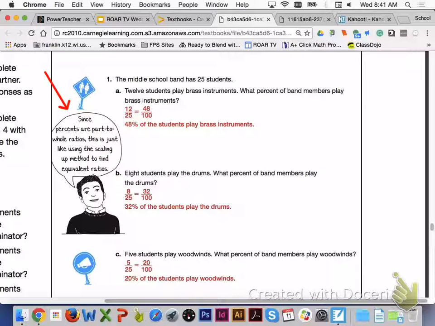For number 1, since percents are part-to-whole ratios, we can scale up in order to find our percent just like we did when we found equivalent ratios. For letter A, 48% of the students play brass instruments. Letter B, 32% play the drums. And letter C, 20% play woodwinds.